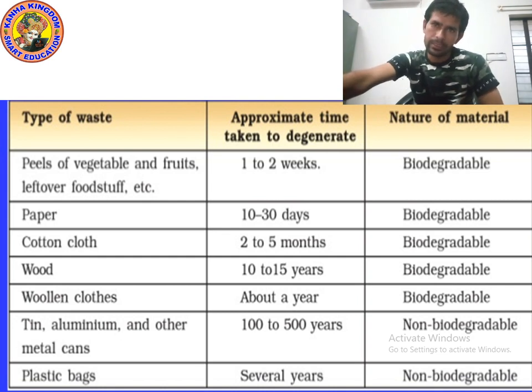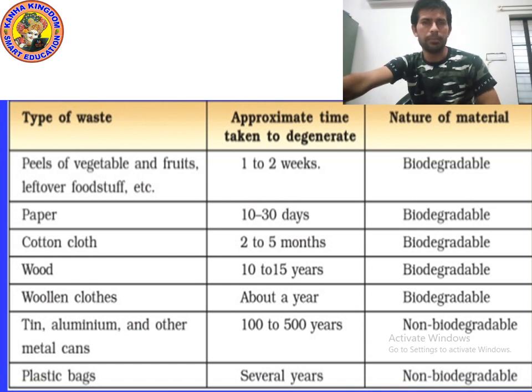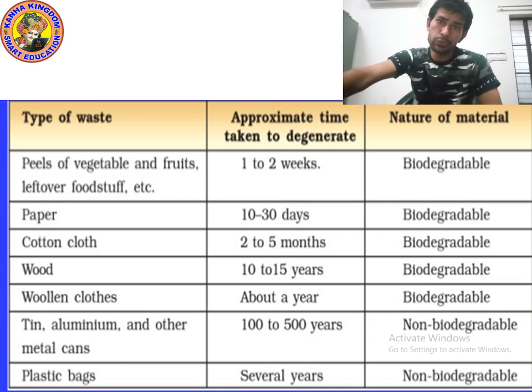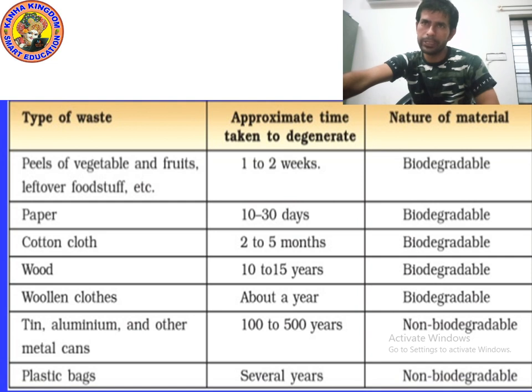First are peels of vegetables and fruits and leftover food stuff. All these things take 1 to 2 weeks for decomposition, so they are biodegradable. Paper takes 10 to 30 days for decomposition, so it is also biodegradable. Cotton clothes take 2 to 5 months to decompose, so they are biodegradable. Wood takes 10 to 15 years for decomposing.